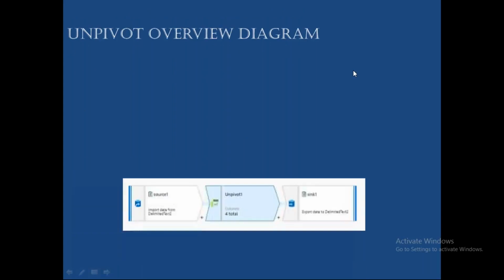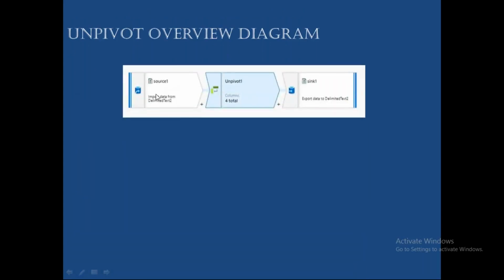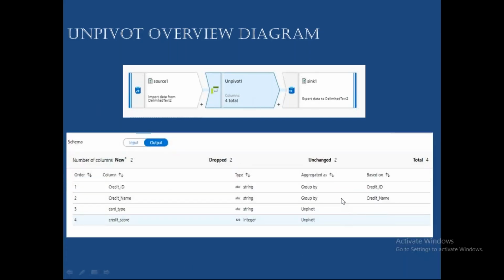Okay, friends. Now you see the unpivot overview. I will read the source, apply the unpivot transformation, and write it into the sink. That's what I will do. Here I am ungrouping based on credit ID and credit name, and I am adding a card type. Card type is a string, and credit score is a number, so I'm adding it as an integer.